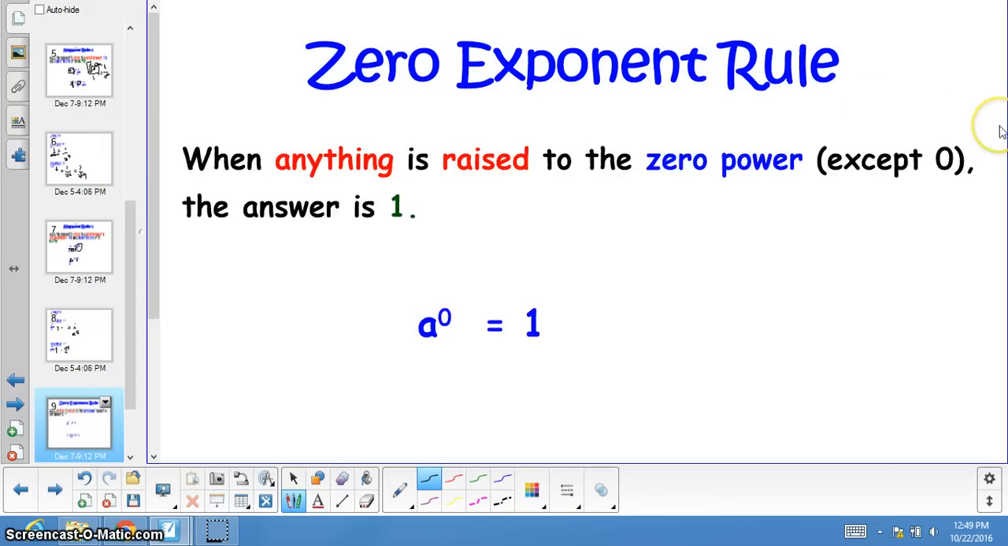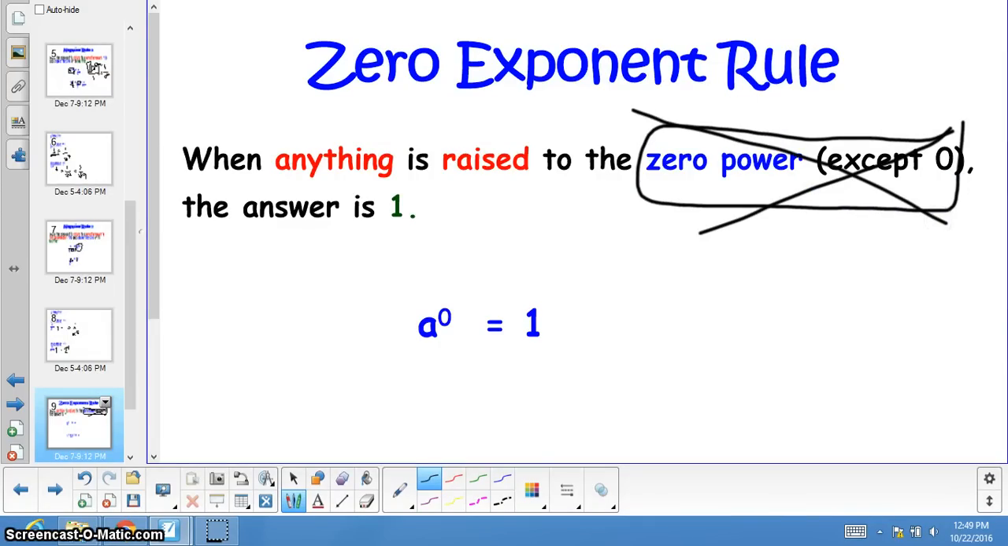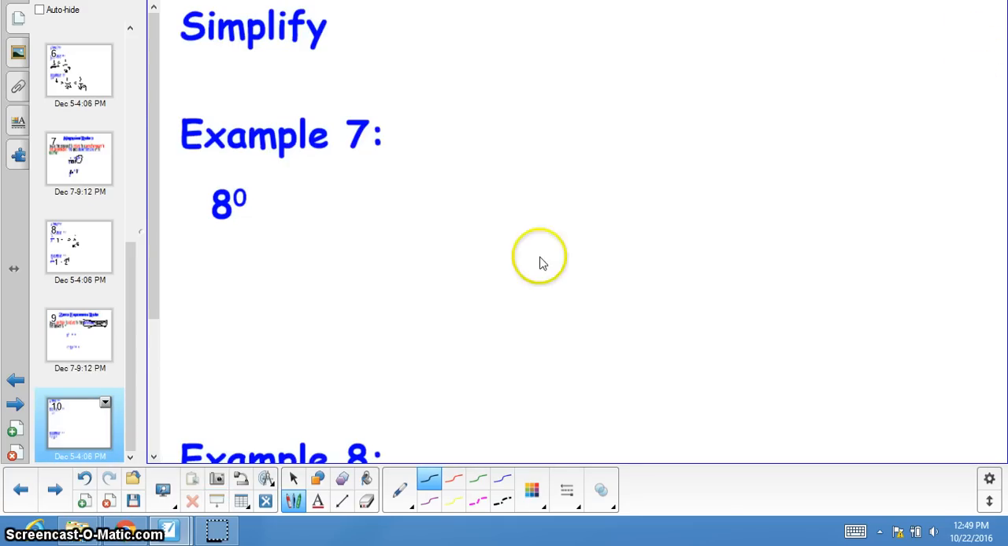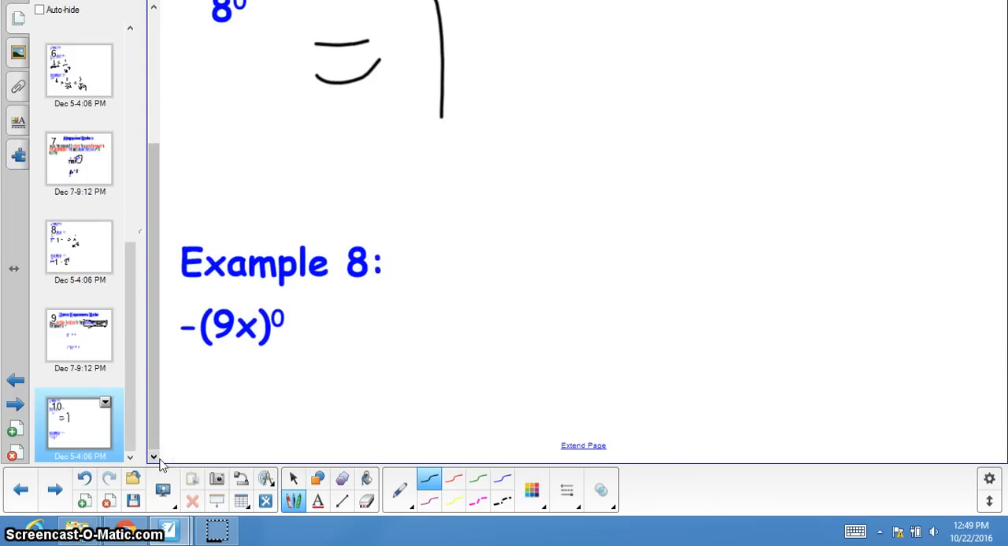This rule is very simple. Zero exponent rule: anything raised to the 0 power is 1, except 0, and don't you worry about that. Anything to the 0 power except 0 is 1. Doesn't matter how big or small the number is. 8 to the 0 power, 1. Negative 9x to the 0 power, 1. Right? Think about it. Is that 1? Well, the 9x becomes 1, but the negative's on the outside. So the answer would be, in this case, negative 1.